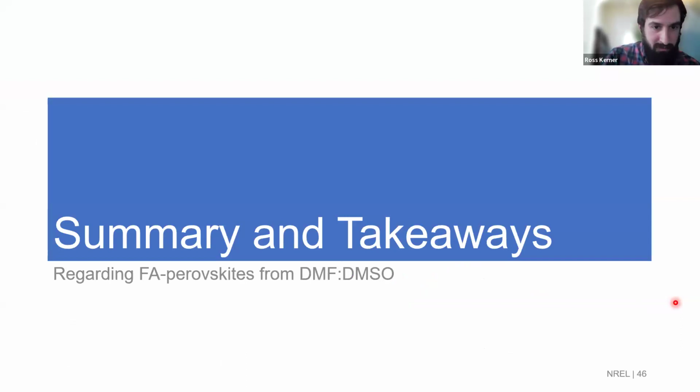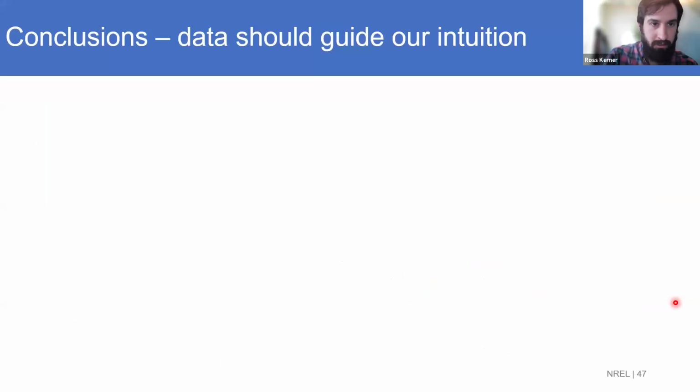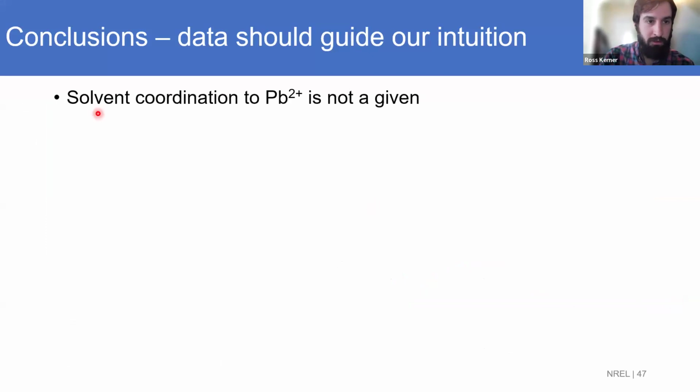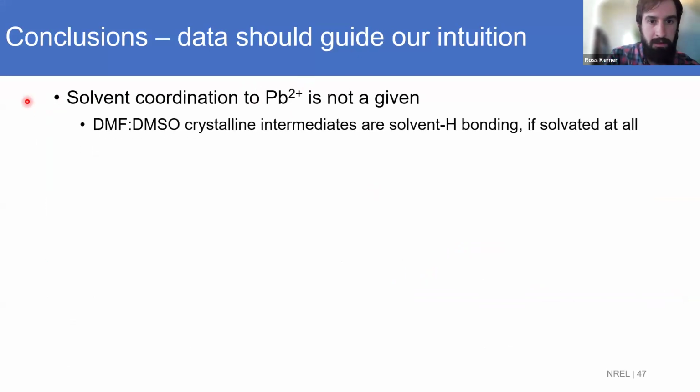That brings me basically to the end of my talk, the summary and the takeaways. Just to reiterate, the data in the literature is guiding our intuition and kind of correcting some of it. Solvent coordination to lead may be important, but it's not a given, and it doesn't really determine the final intermediate structures that we get. And most of the time you see DMF and DMSO H bonded, if they're solvating at all.